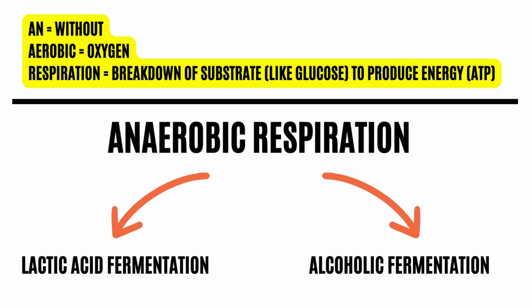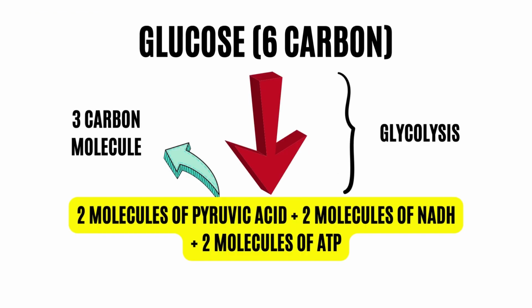It occurs in the cytoplasm of a cell. There are two types of anaerobic respiration, that is lactic acid respiration and alcoholic fermentation. Before I start explaining each process, you must have an understanding of glycolysis. So, let us quickly revise glycolysis.